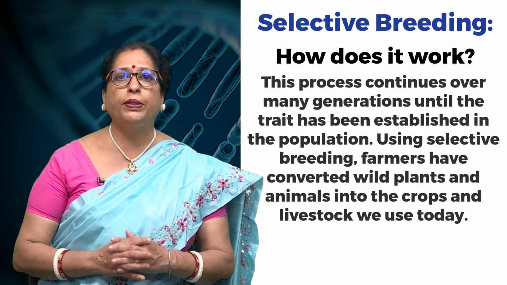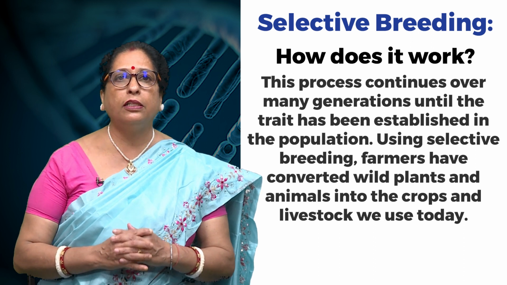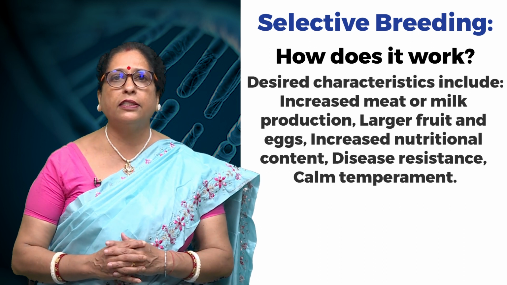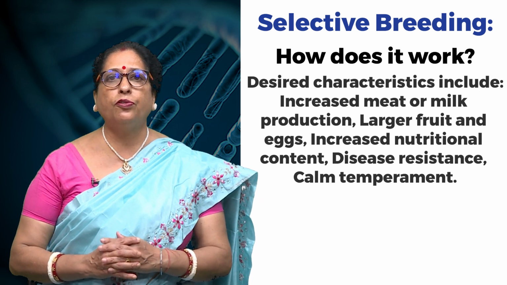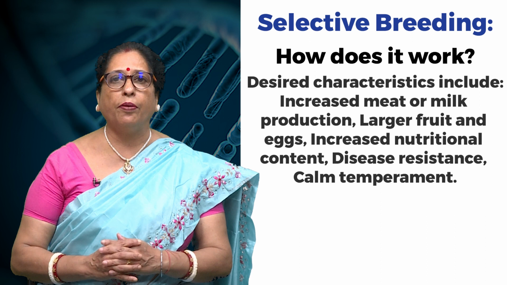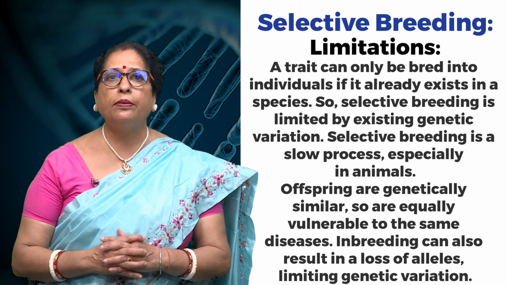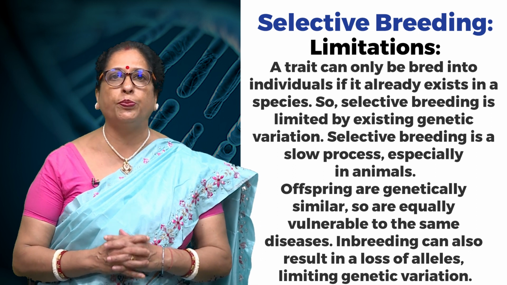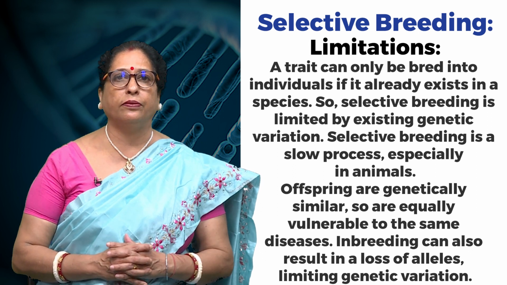This process continues over many generations until the trait has been established in the population. Using selective breeding, farmers have converted wild plants and animals into the crops and livestock we use today. Desired characteristics include increased meat or milk production, larger fruit and eggs, increased nutritional content, disease resistance and calm temperament.